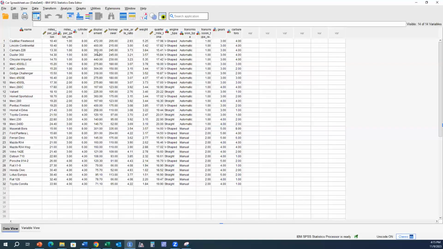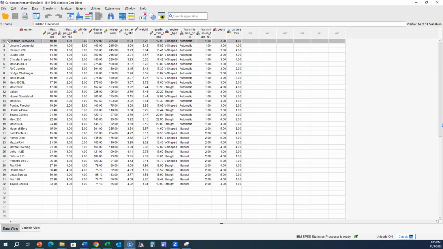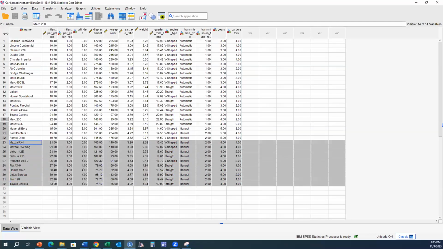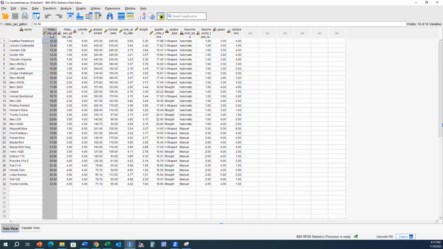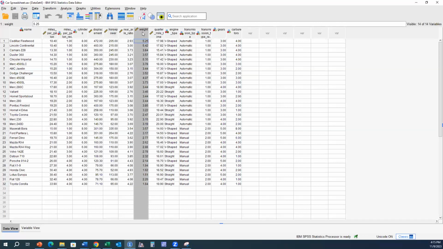Here I have a sample data set in SPSS. If you've joined us before, you've probably seen this spreadsheet. So we have 32 different car models, and across each row, we have mileage, we have the horsepower, what is the weight in metric tons, we have what type of engine does it use, is it an automatic transmission or a manual transmission?